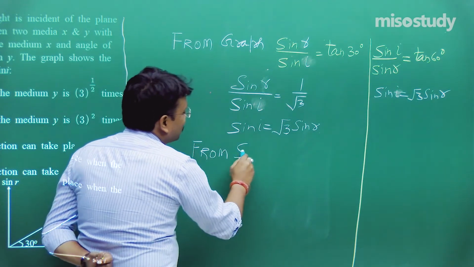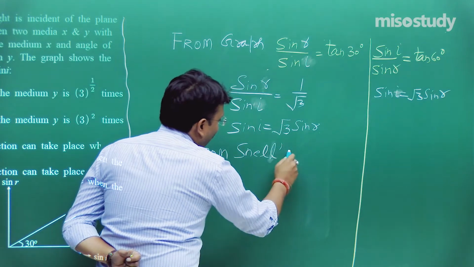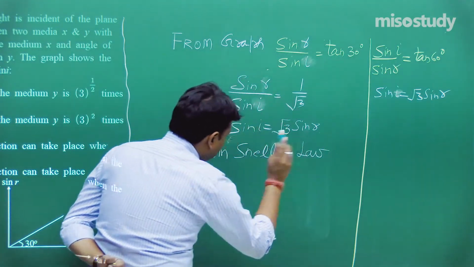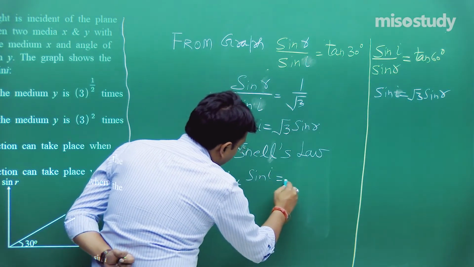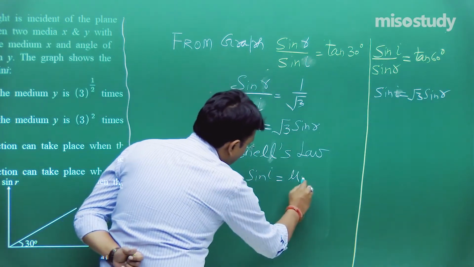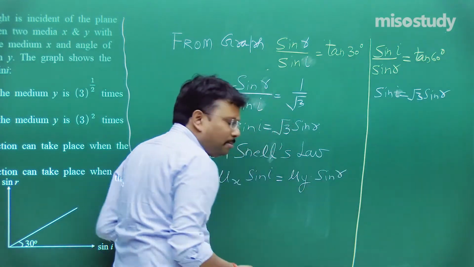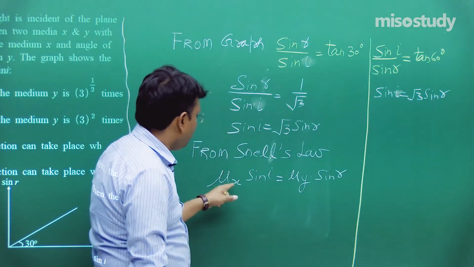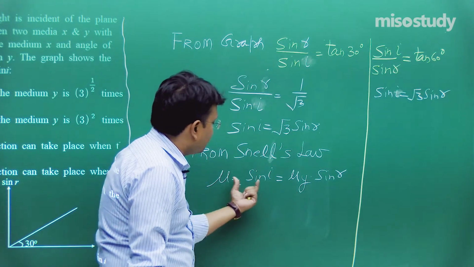Now from here I'll have to mention a new formula, new concept to all of you, that is from Snell's law. I'm sure you are all well aware of this result. From Snell's law, mu x sin I is equal to mu y sin r. Basic result, no problem. Mu 1 sin I is equal to mu 2 sin r. So mu 1, mu 2 is something what? One medium x, another medium y. So basically we mentioned accordingly.